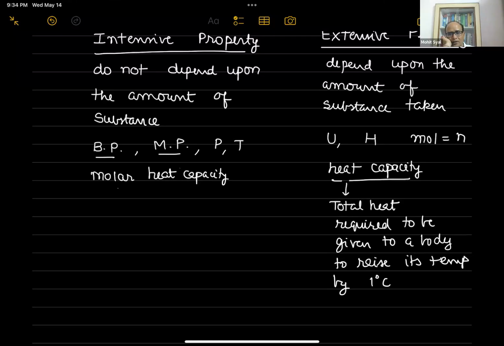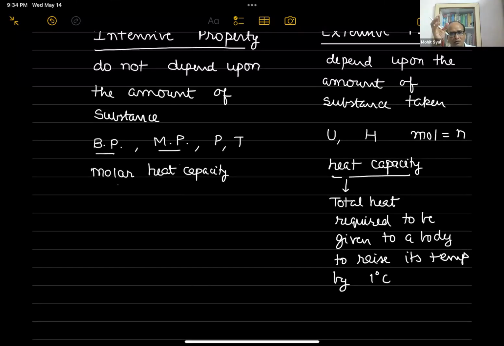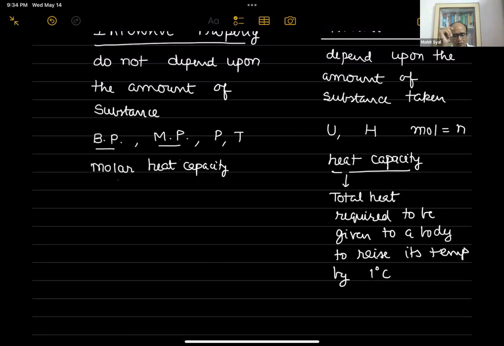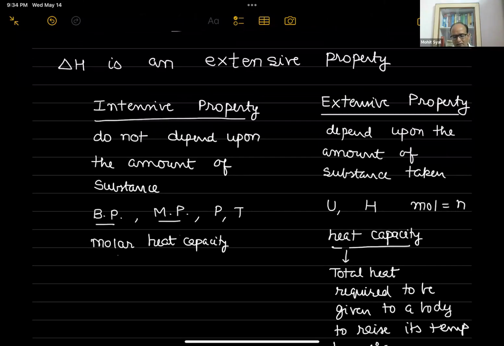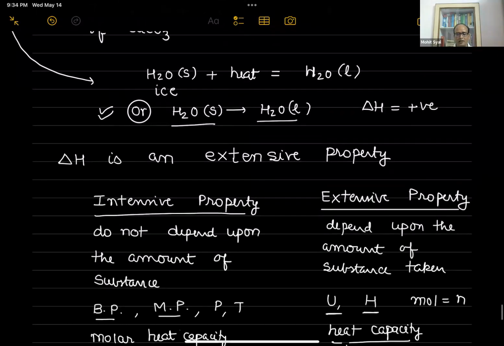So extensive property depends upon the mass or the amount. Mole depends upon the amount. If I have taken 9 gram of water, mole will be mass by molar mass, 9 by 18, half mole. Got it? So I would like to say that the internal energy and enthalpy, total enthalpy, are extensive properties. They are going to depend upon the amount of substance taken.